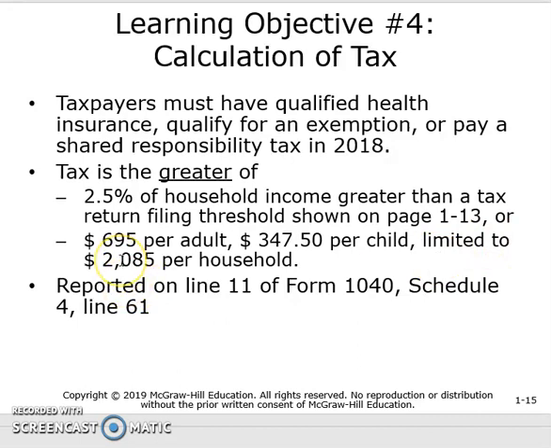Or $695 per adult, $347.50 per child, and that's limited to $2,085 per household. This shared responsibility payment, if it is due, would be reported on line 11 of the 1040 Schedule 4 on line 61.